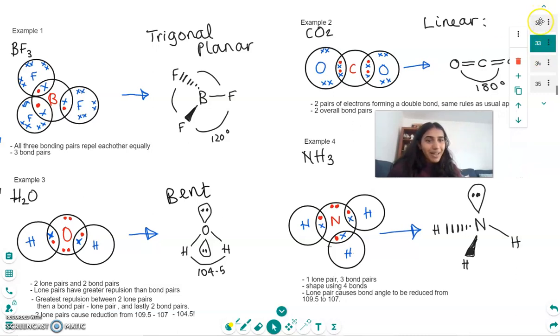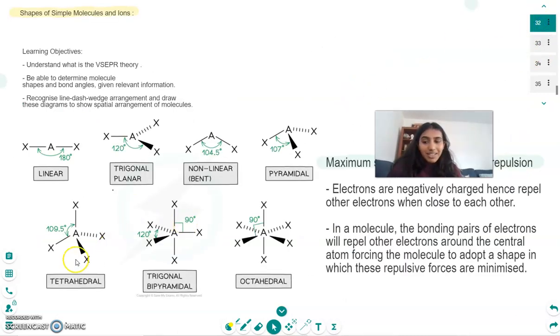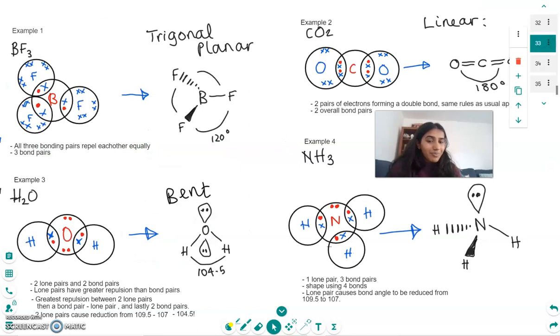No, that's okay. Let's look back. It would be an example of pyramidal. Yeah? And this can sometimes be called trigonal pyramidal, but pyramidal is good enough for that one.